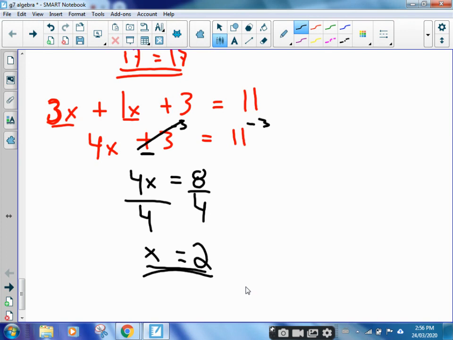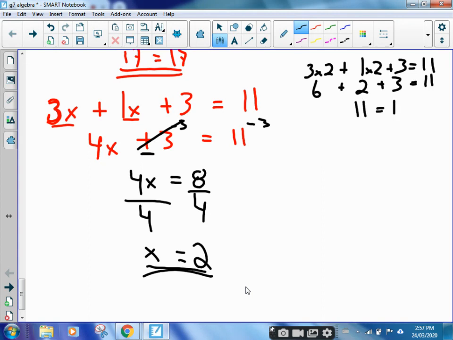We can use substitution to check our work. 3 times 2 plus 1 times 2 plus 3 is equal to 11. 6 plus 2 plus 3 is equal to 11. 11 is equal to 11. So because our substitution worked, because when we checked our work to make sure it was good, it worked, then we know that we have solved this problem correctly.